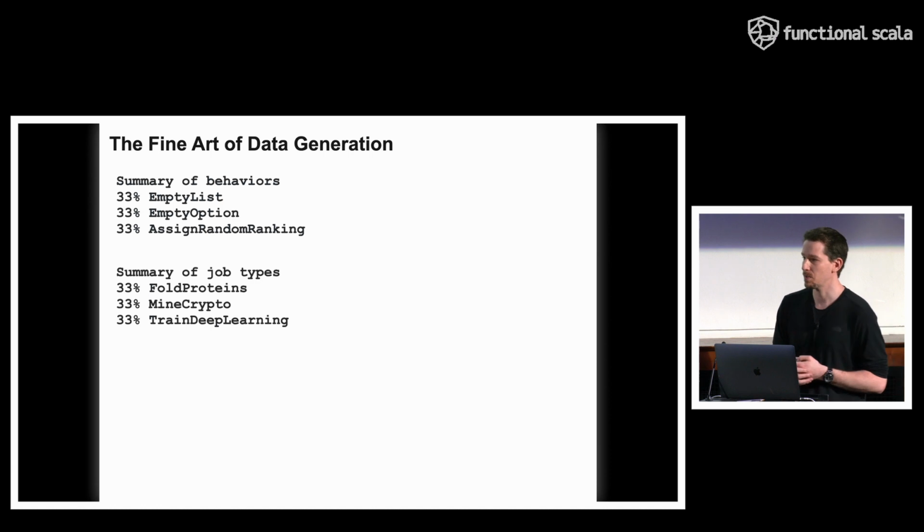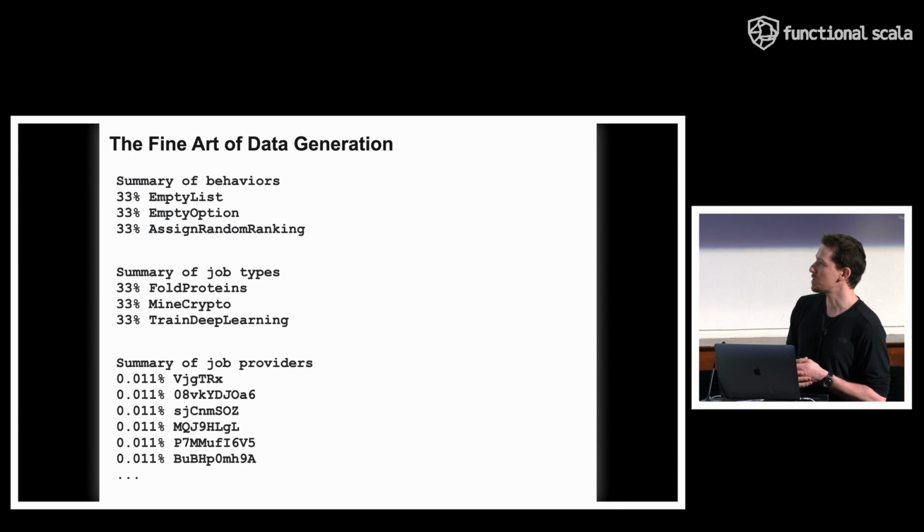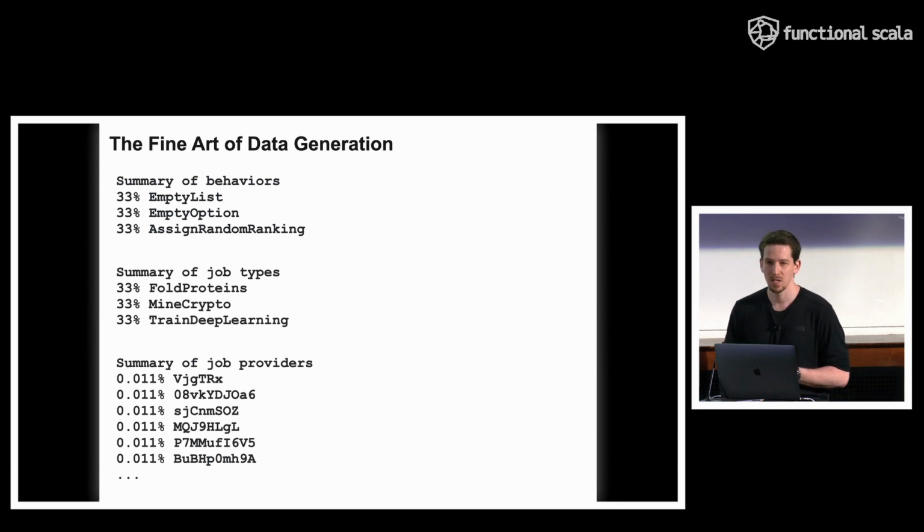The jobs are also distributed evenly. And again, we don't have any reason to think that we should skew the distribution one way or another. But then we look at the providers, and the providers are kind of a mess. We're just randomly generating strings, and we have lots of different strings. And it's very, very unrealistic.